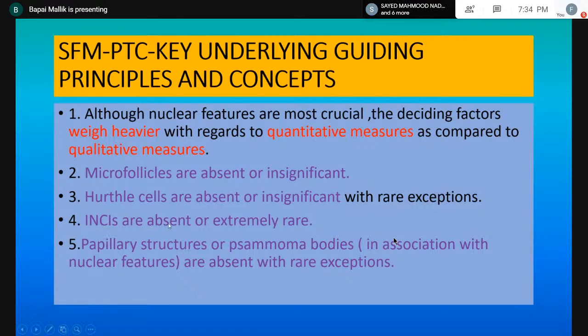Intranuclear cytoplasmic inclusions are absent or extremely rare. Most of the time when you are going to put things under this category, things usually fall short of a papillary thyroid carcinoma, and that's because of the fact that intranuclear cytoplasmic inclusions are rare or absent. And also papillary structures or psammoma bodies in association with the nuclear features are also absent with very rare exceptions. So these are some of the key underlying fundamental concepts of this particular group.